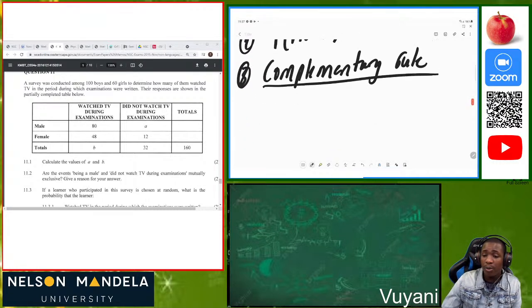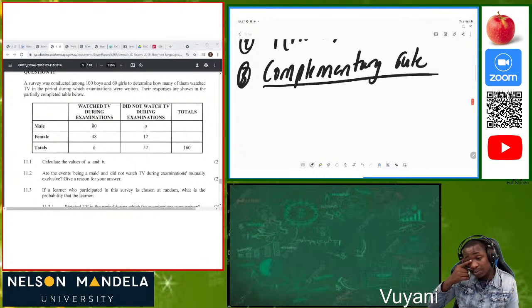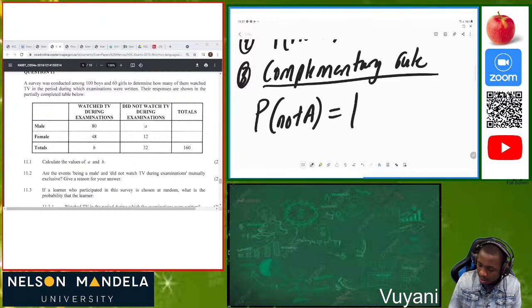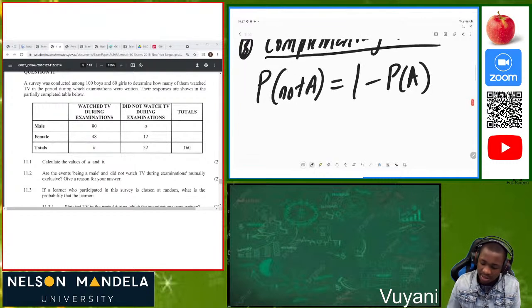Okay, the complementary rule states that if they say not B, it means they want the other one. So for instance, when they say P of not A, they want you to say 1 minus the probability of A. This can be represented by A with a bar like this, which means not A. So when they say probability of not A, they want 1 minus the probability of A. When they say probability of not B, they want 1 minus the probability of B. It's always that scenario.